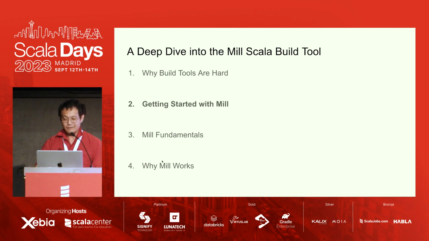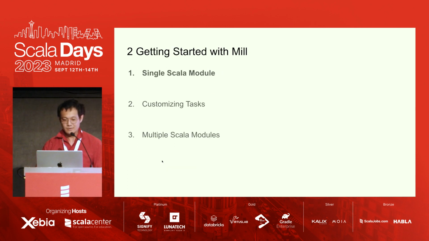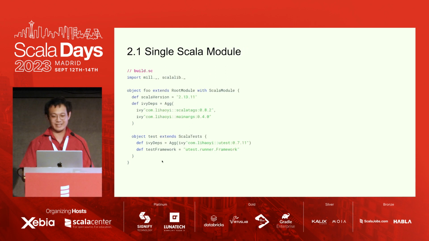So for now, let's go into what Mill is like to use. We'll come back and revisit the whole build tools are hard thing later. So let's see what it's like using Mill, getting started with Scala. We'll cover 3 examples here: a single Scala module, some custom tasks, and a multi-module project.